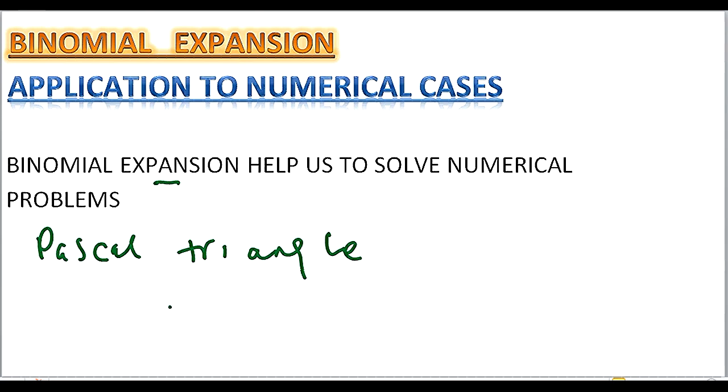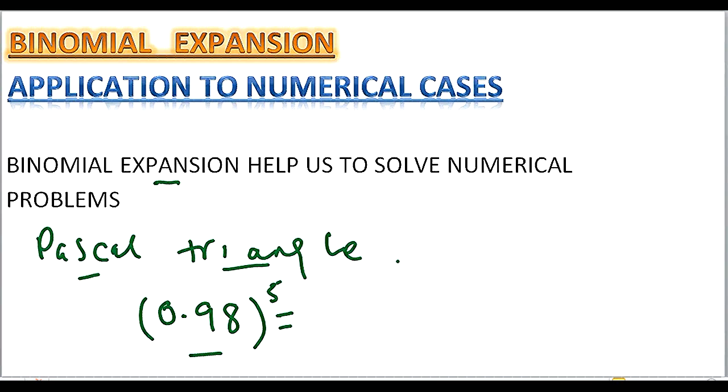For example, if you are given 0.98 to power, let's say 5, without using a calculator, it will take you some time to be able to compute. But using the binomial expansion and application of the Pascal triangle, then we can be able to solve this problem in a very easier way. So we are going to do that by use of example. So I'll solve for you 1 or 2 examples. Then you can see how we apply the binomial expansion to solve numerical problems.